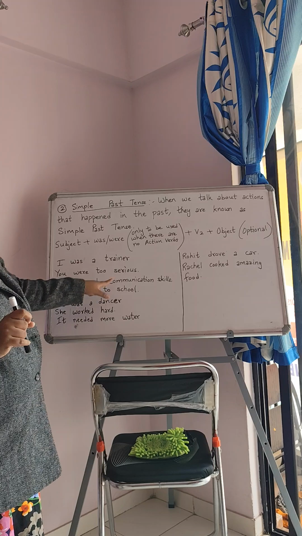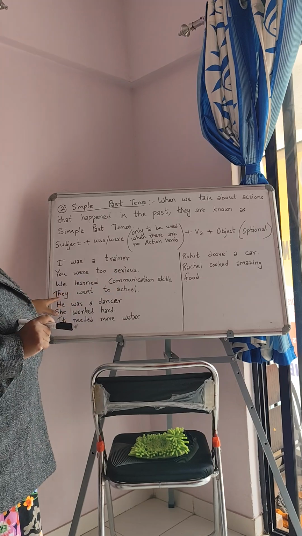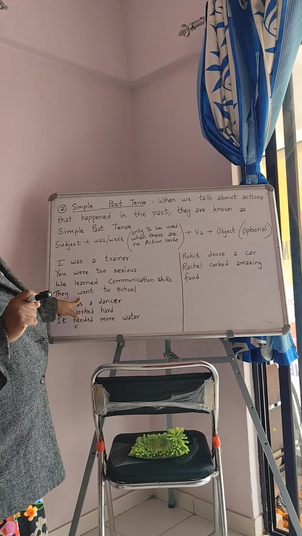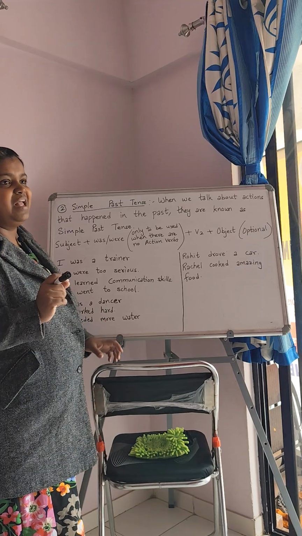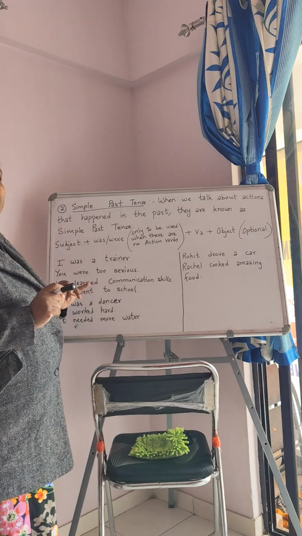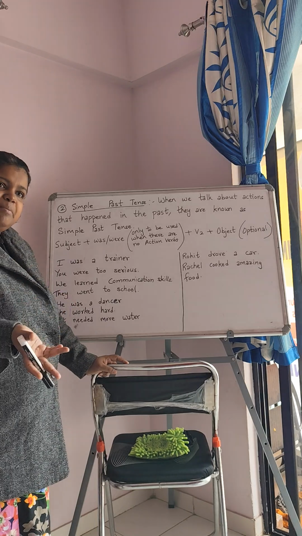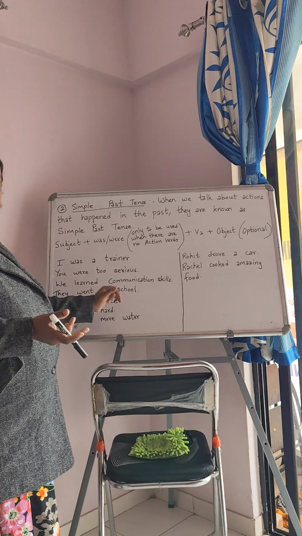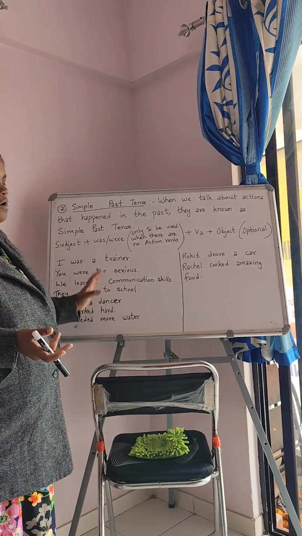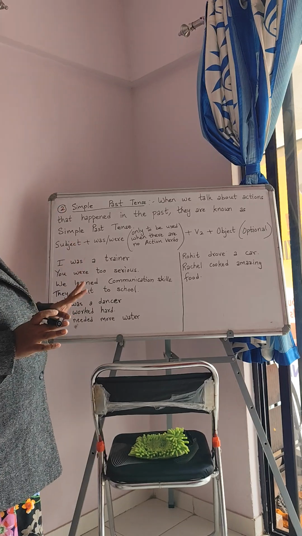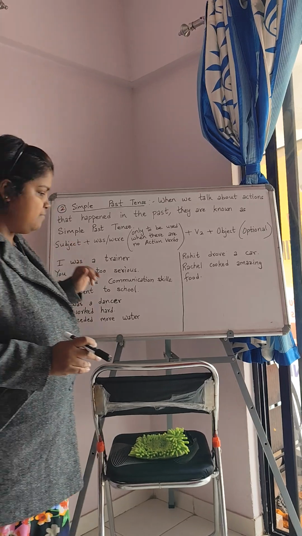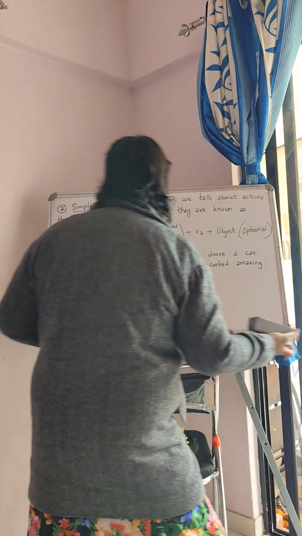We did not learn communication skills. They did not go to school. And this is a problem with people. They use did not, but they put V2. This is a common mistake that people make. Did is already past tense. So you're not supposed to use two past tense verbs. Okay? Clear? You've written this down. I will erase this and we'll go to the negative sentences.